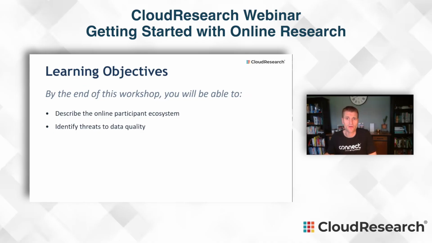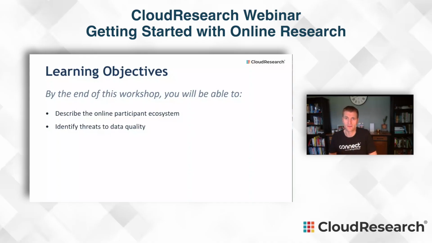The second important goal is for everyone to be able to identify some of the main threats to data quality. So we'll talk about fraud that comes from human research participants. We'll talk about click farms and the problem that they pose to data quality.